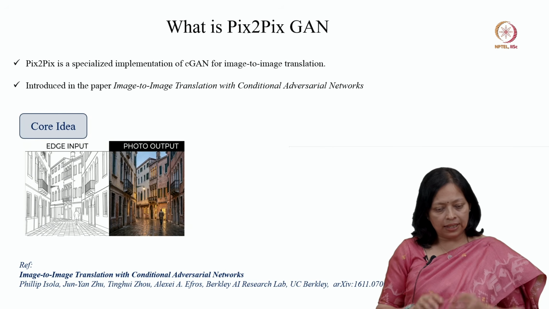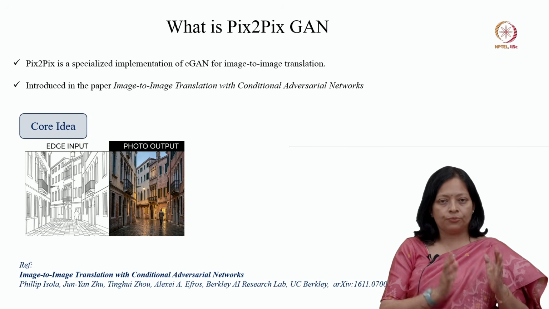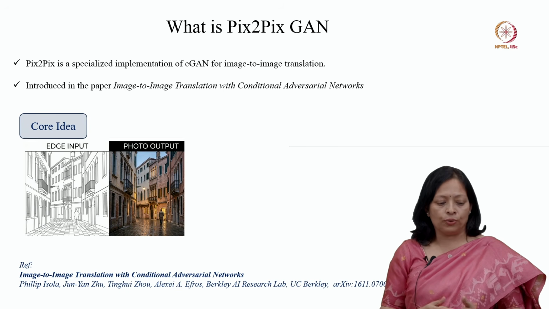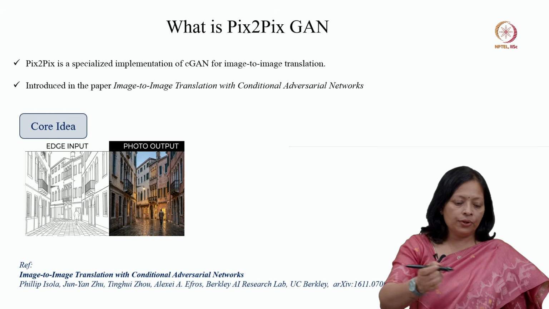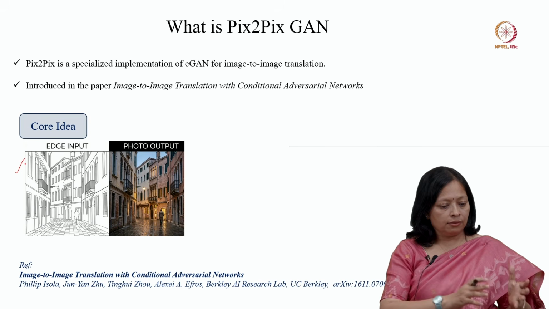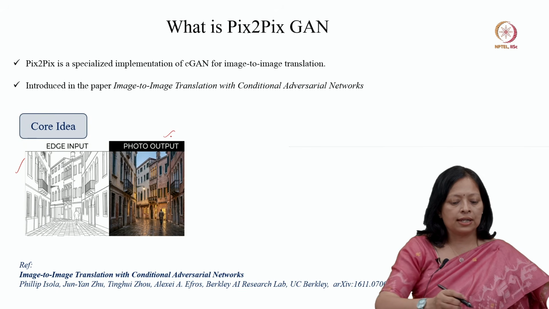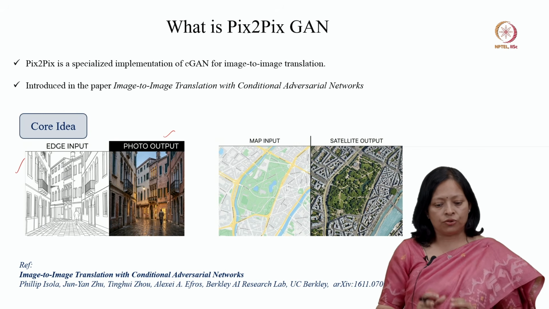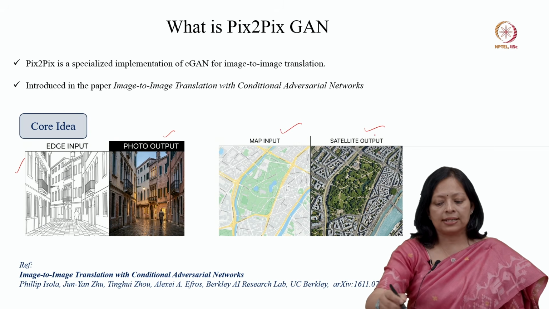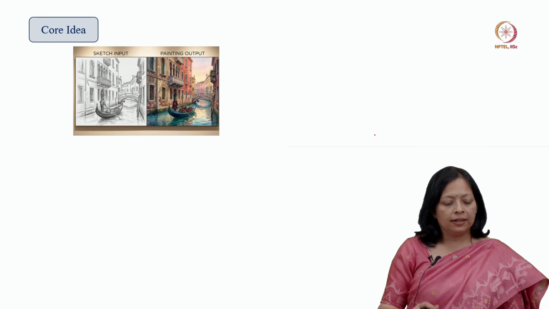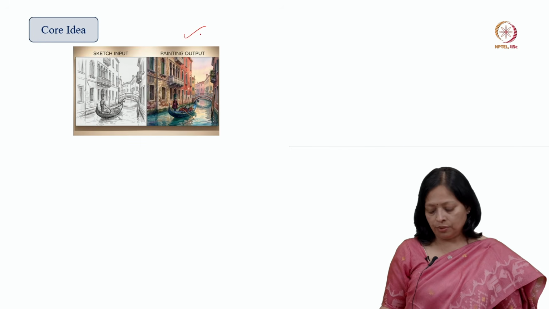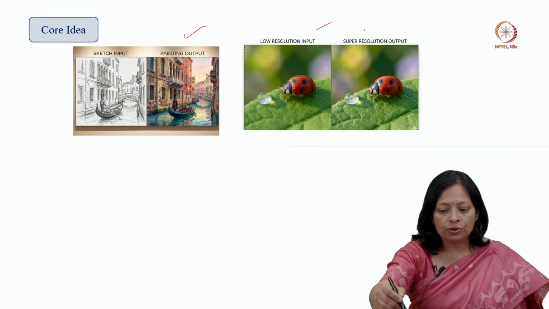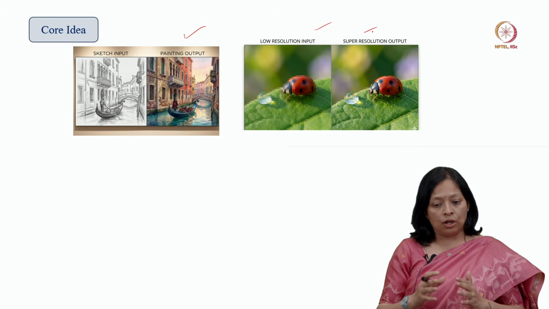So, basically it is for image to image translation. That means we have one kind of image in the input and some other kind of image as the output. Here we can see the input is an edge, the sketch kind of thing, and photo is the output. Okay. So, this is one kind of image to image translation. Then we have map input and satellite output, that is another one. Then we have a sketch input and the painting output, that is another kind of image translation. Low resolution input to super resolution output.